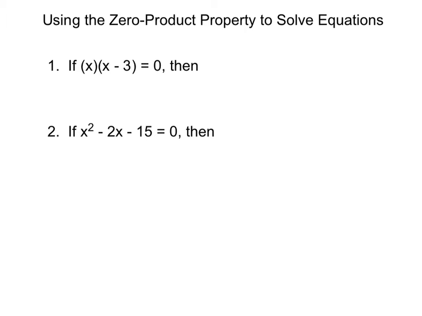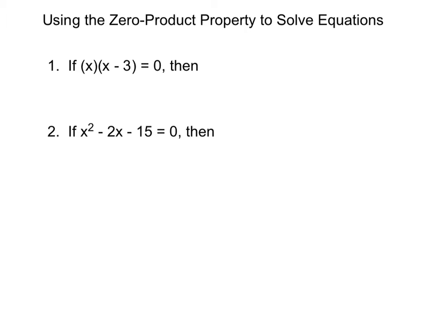One of the main reasons we do the zero product property is to be able to solve equations, because that's what we do in algebra: solve equations. So let's take a look at these two problems that look similar, but there are different ways to solve each one of them. In number one, if x times x minus 3 equals 0, then I'd like to write down what I know. And I see that it is a multiplication problem equal to 0.